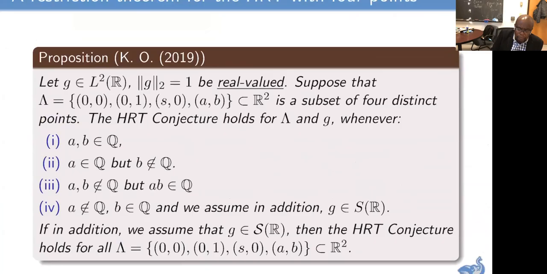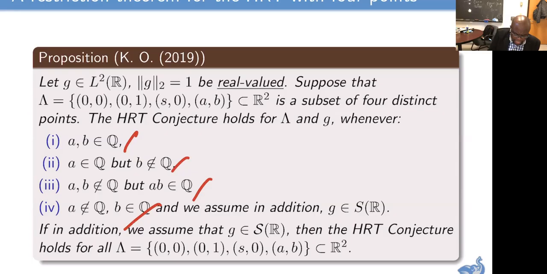It's actually a corollary of a nice result that I'm going to state and maybe highlight a little bit of the proof of. It says that if you give me any real valued function and you assume that I have 4 distinct points, under this condition about the points A and B, whether or not they are rational, irrational, their product is rational or irrational, under those conditions, the HRT conjecture is true.